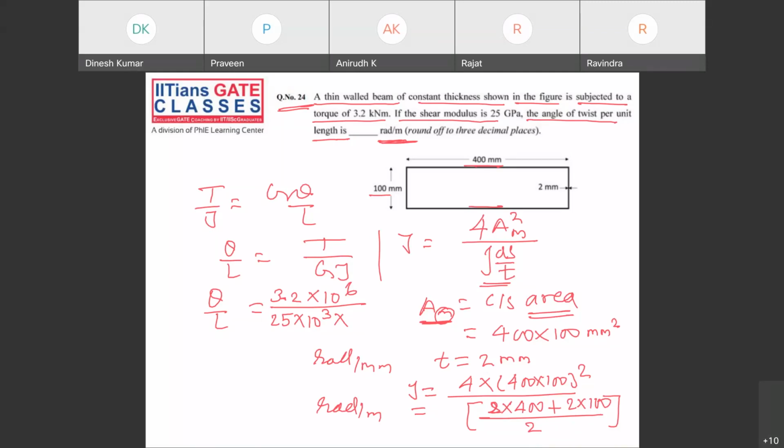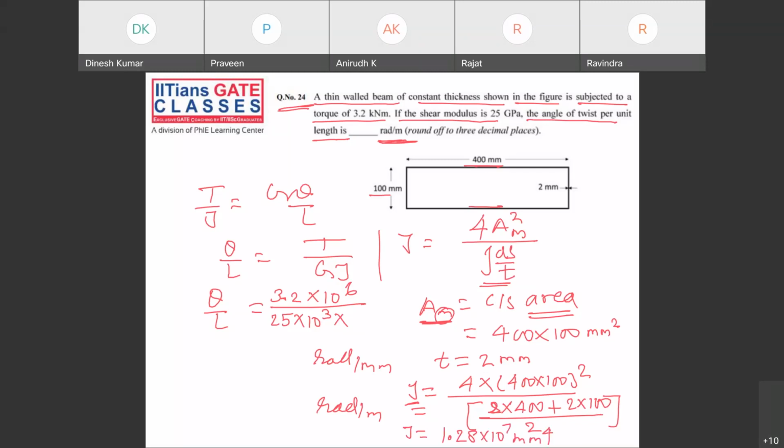So what is the answer, guys? Yeah. So J is 1.28 into 10 to the power 7, right? This is in mm. What will be the unit of J, guys? I think mm power 4. Yeah, good. So J is coming as 1.28 into 10 to the power 7 mm power 4.